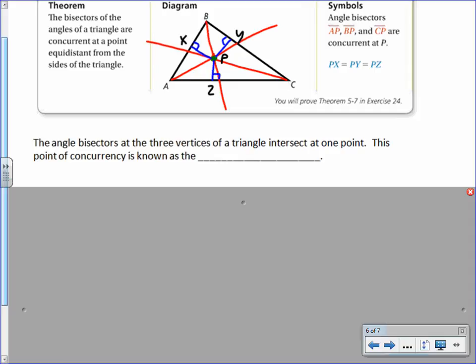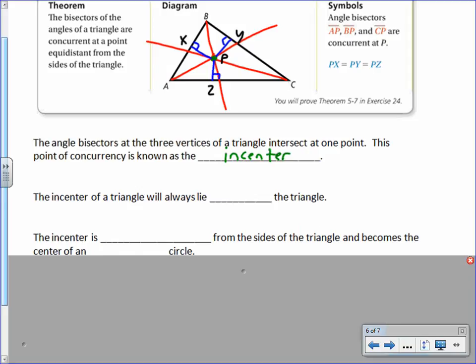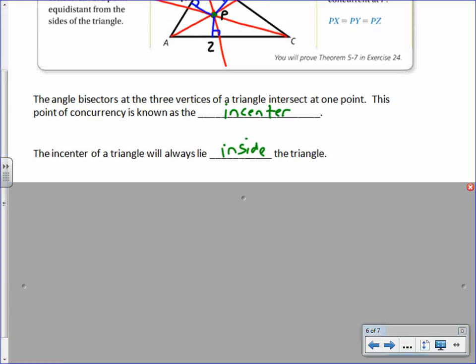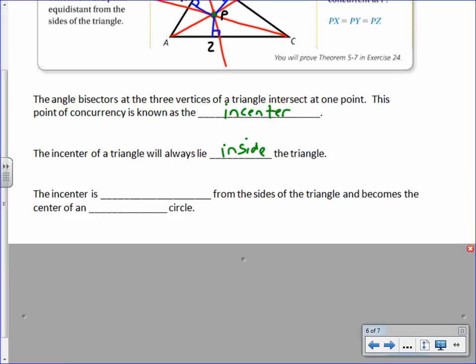The angle bisectors at the 3 vertices of a triangle intersect at one point. We said that. This point of concurrency is called the incenter. So I don't think we said that yet. That's the incenter. The incenter of the triangle will always lie inside the triangle. So hopefully that helps. Incenter would be inside the triangle. It's always going to be inside. We said the circumcenter could be outside sometimes, or on the triangle.